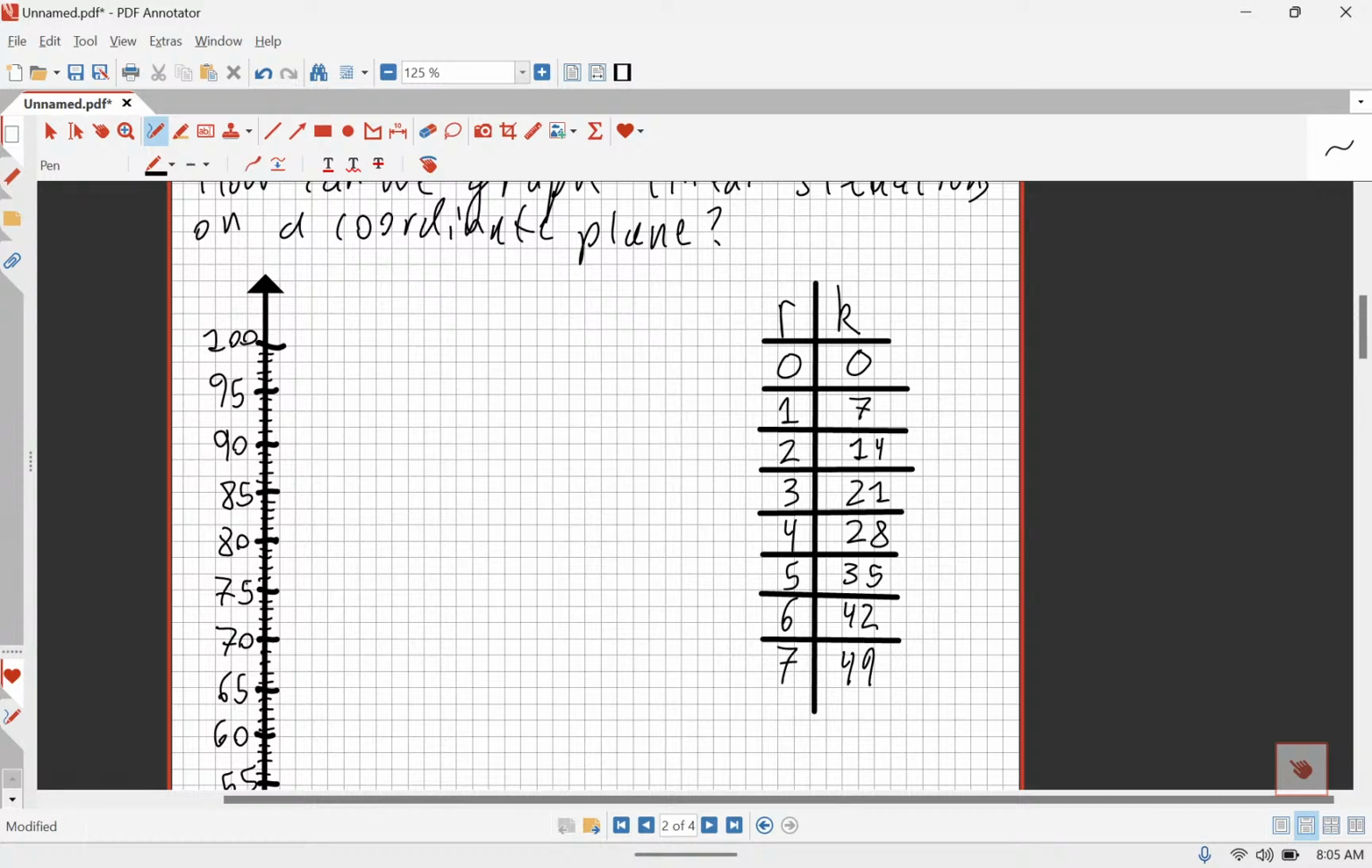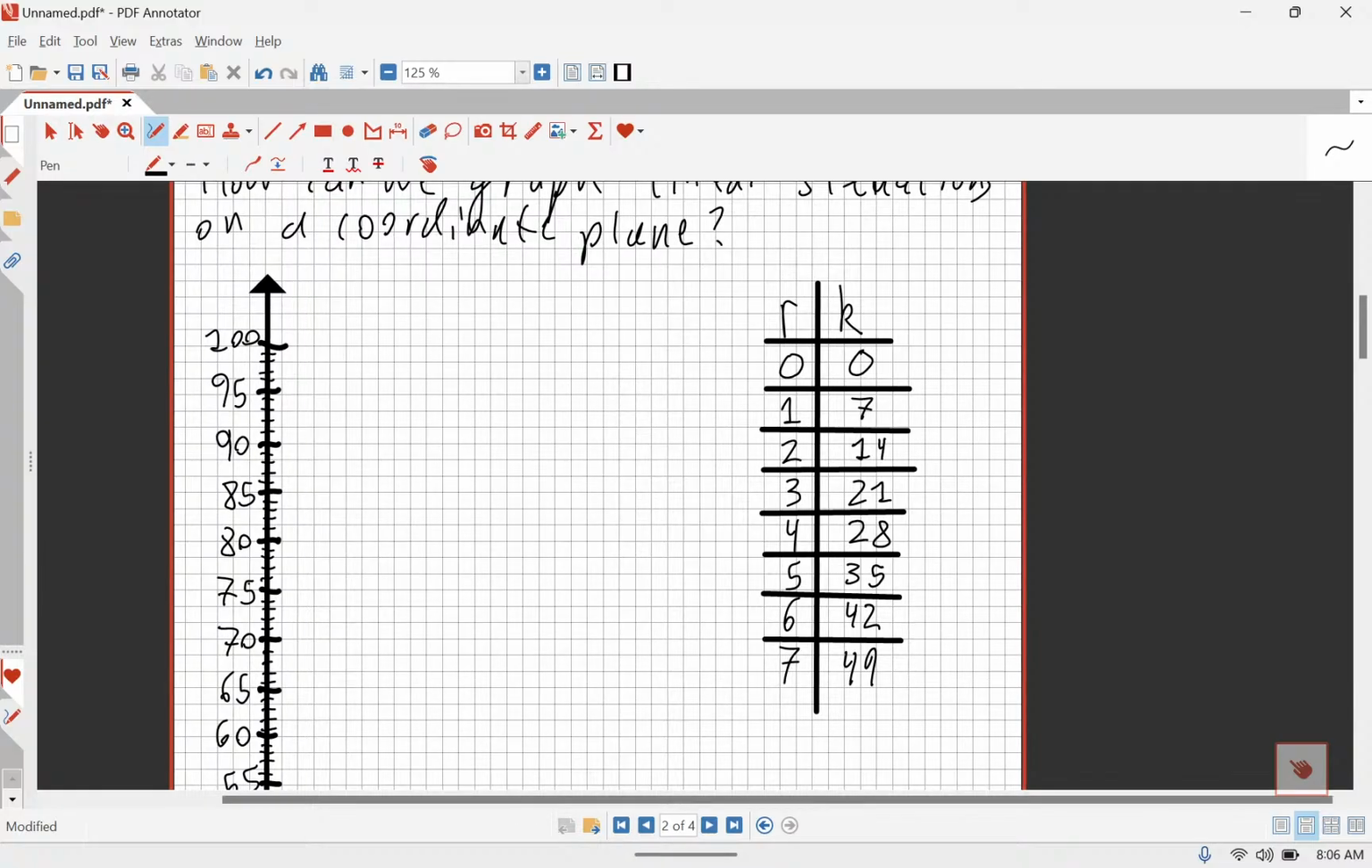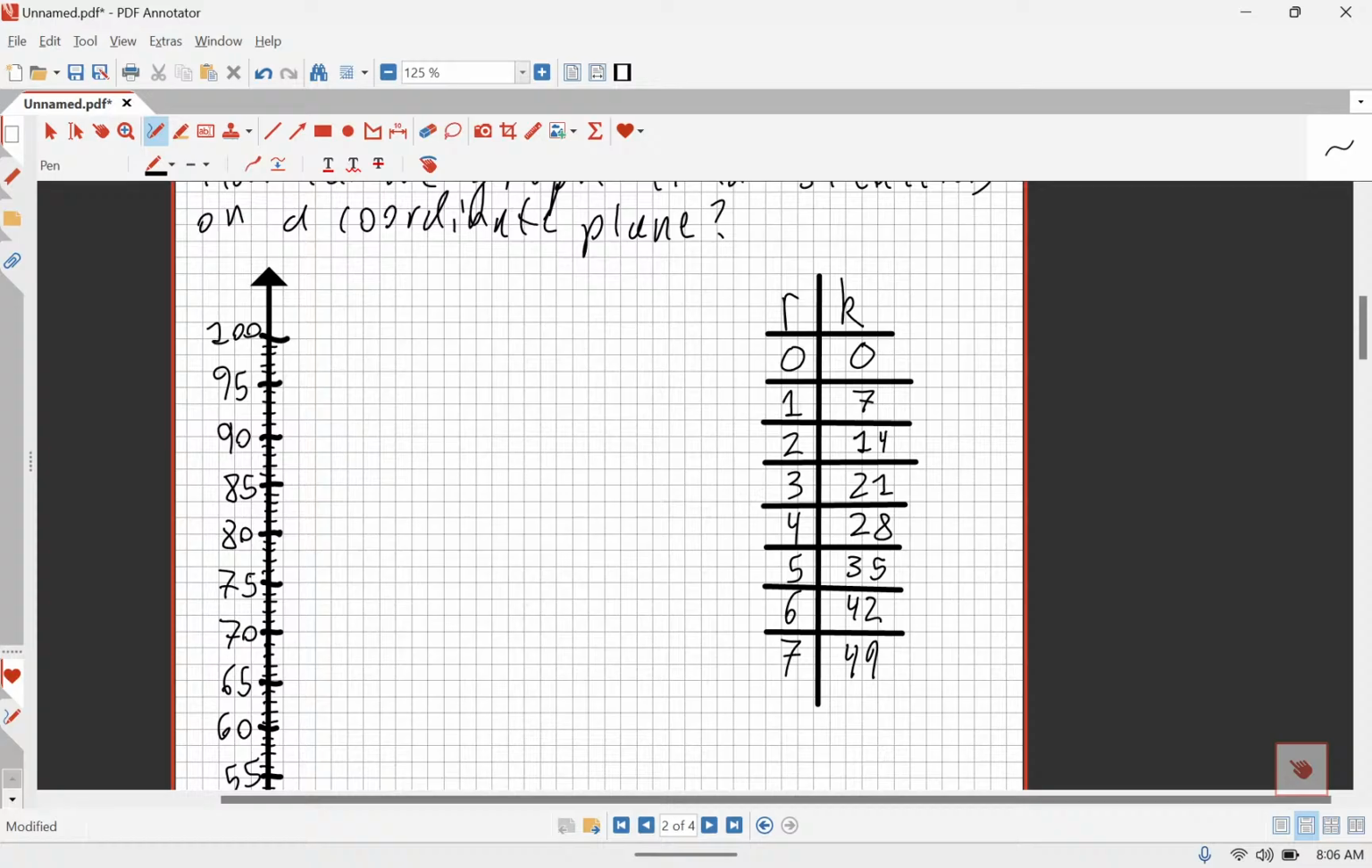So Noah got our same answer, but Noah did that a little bit differently. I saw you, Noah. What were you doing instead of counting by sevens? In what way? Yeah, Noah was just doing 0 times 7 is 0. 1 times 7 is 7. 2 times 7 is 14. 4 times 7 is 28.